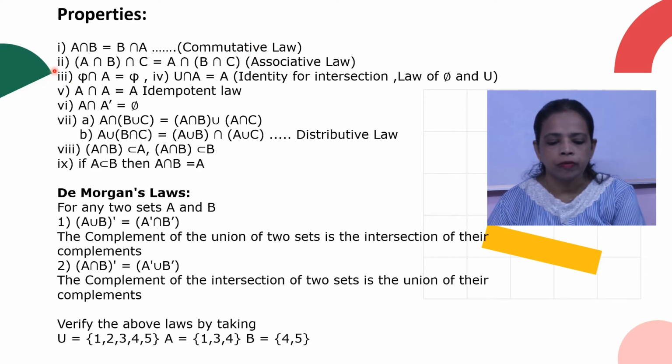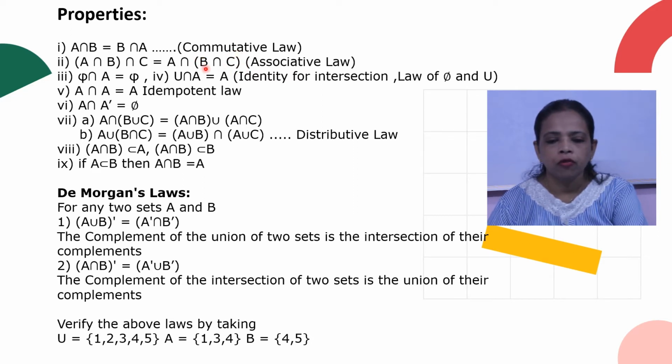Now the next property, (A intersection B) intersection C equal to A intersection (B intersection C). Here the first two sets A and B we put into a round bracket, and on the right hand side we put B intersection C in a round bracket.